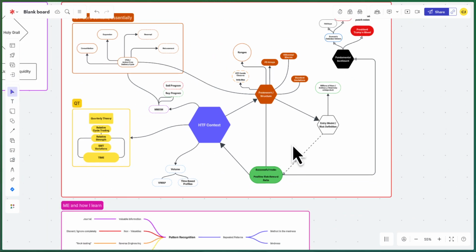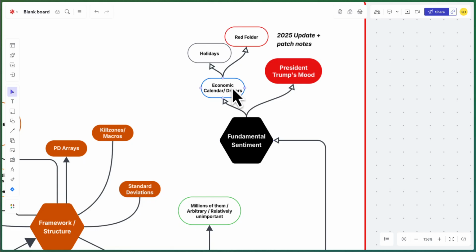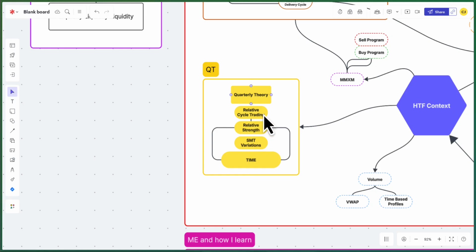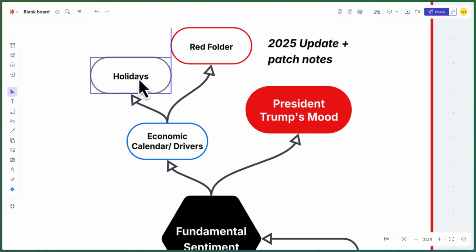So now that we have covered the main three steps of my trading checklist, we have the fundamental sentiment. Essentially, what that is, we have the economic calendar drivers, the red folder, yellow folder, and I use these in conjunction with quarterly theory and cycles. And I also consider bank holidays depending on what bank. If it's a US bank holiday, well, it affects US dollar pairs, which is basically almost everything.